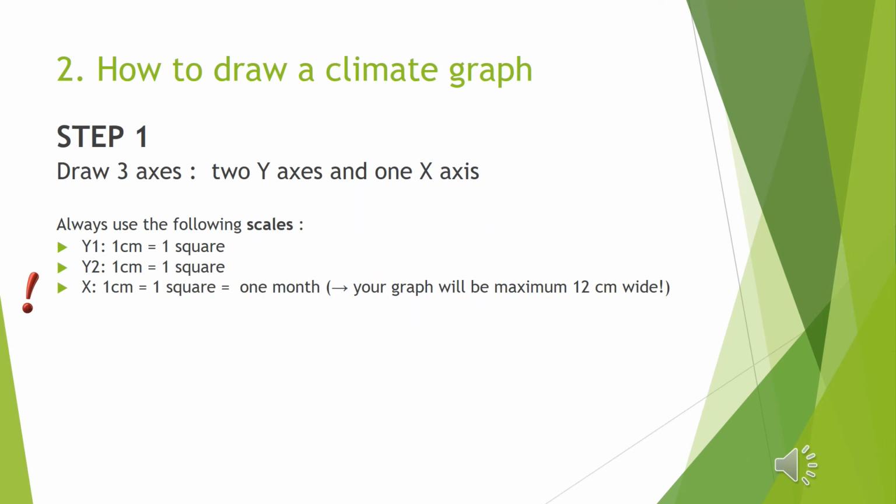So now I'm going to show you how to draw your climate graph. Remember, there is an official way to draw a climate graph, and I truly advise you to follow each step of the process so at the end you end up with the correct and precise climate graph. So I always provide the appropriate sheet of paper, but remember, for the y1 axis, 1 centimeter is always equal to 1 square. Same thing for the y2 axis. And same thing for the x-axis, but for the x-axis, 1 month is equal to 1 square, so 1 centimeter, and your graph will be maximum 12 centimeters wide.